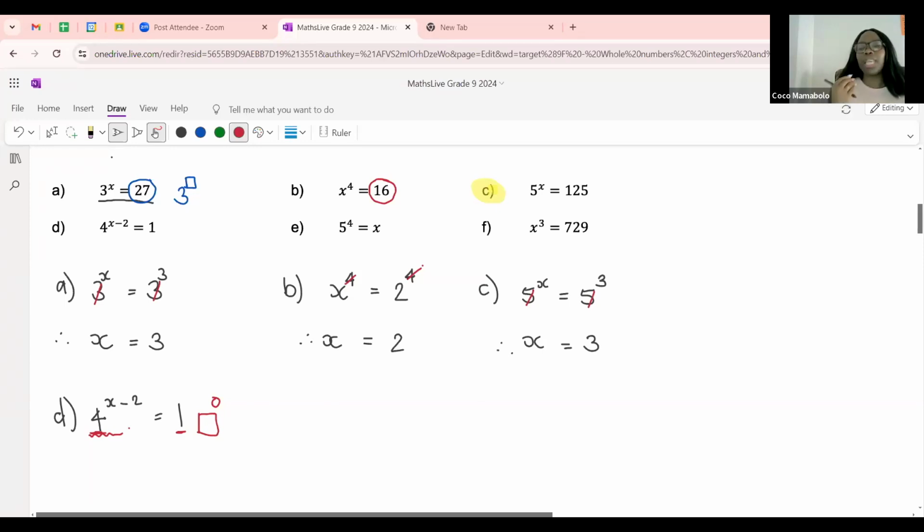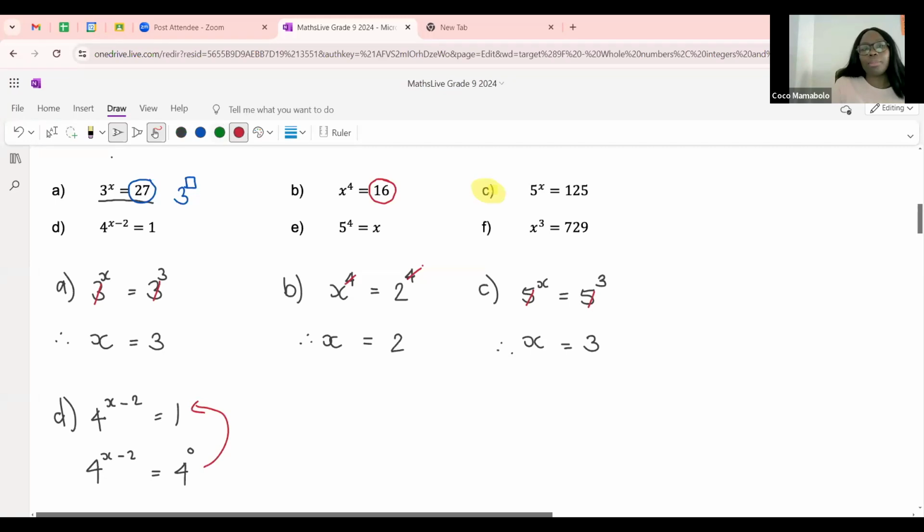Tebogo, you're DMing me all the correct answers, which is lovely. I'm going to show you guys. Tebogo says, instead of writing 1, we should write 4 to the power of x minus 2 is equal to 4 to the power of 0. Okay, which works, doesn't it? Because 4 to the power of 0 is 1. 4 to the power of 0 is exactly 1.